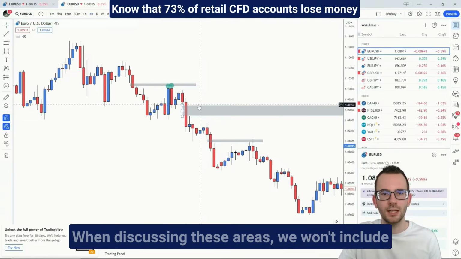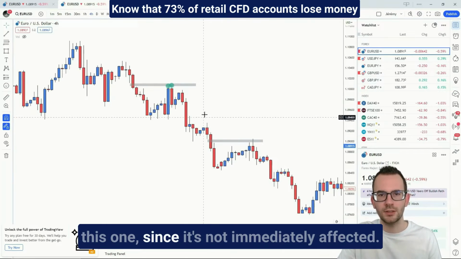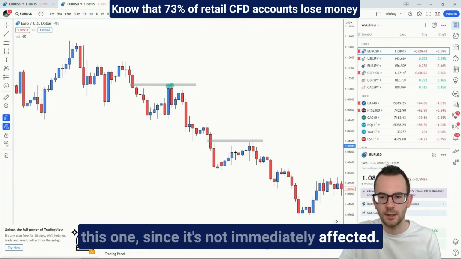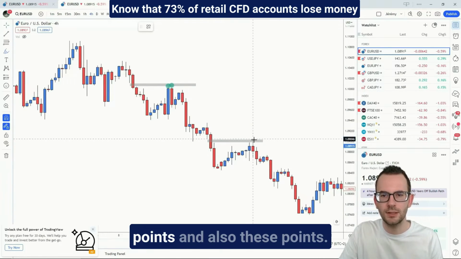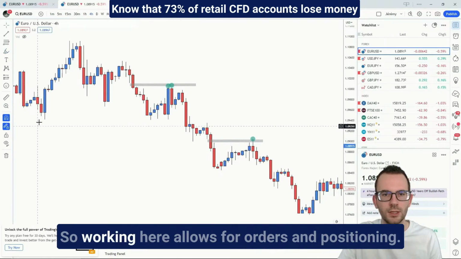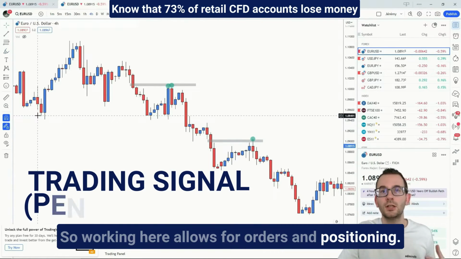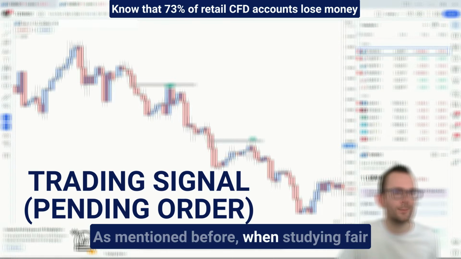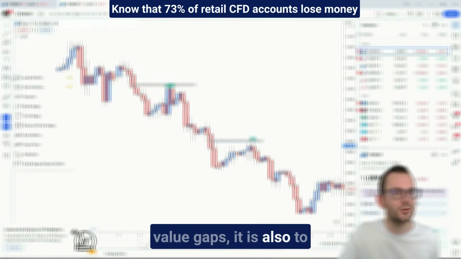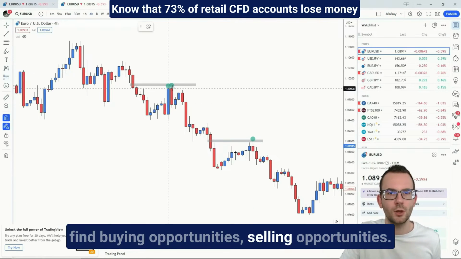When discussing these areas, we won't include this one since it's not immediately affected. What interests us are these points and also these points. So working here allows for orders and positioning, as mentioned before. When studying fair value gaps, it is also to find buying opportunities, selling opportunities.